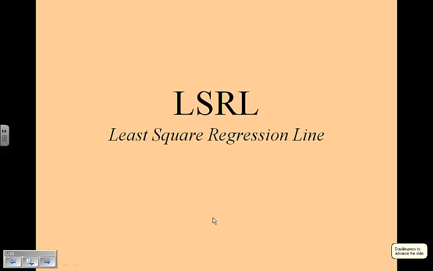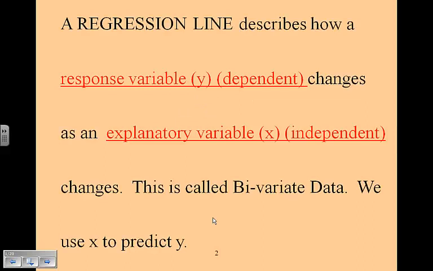Today we're going to be talking about least squares regression lines. So hopefully you have your notes in front of you, maybe a calculator because you may need one in a little bit, and let's get started. So we're going to start off.